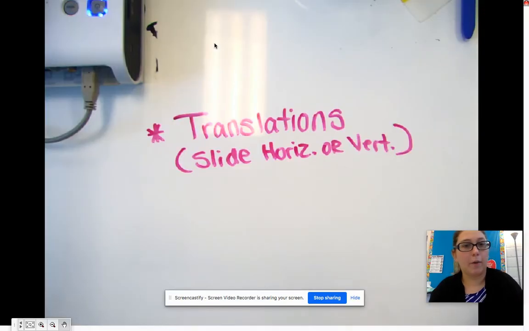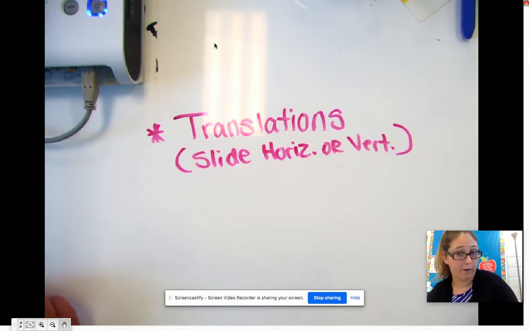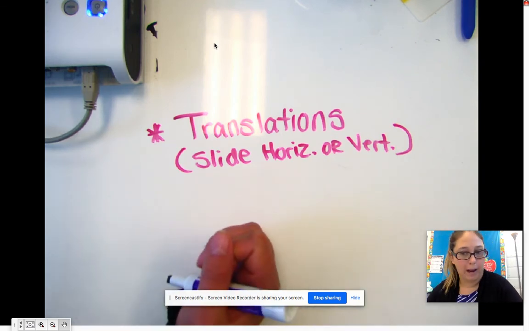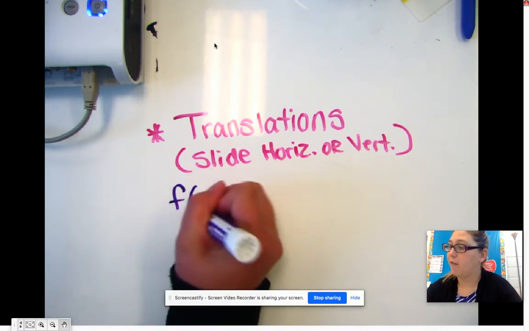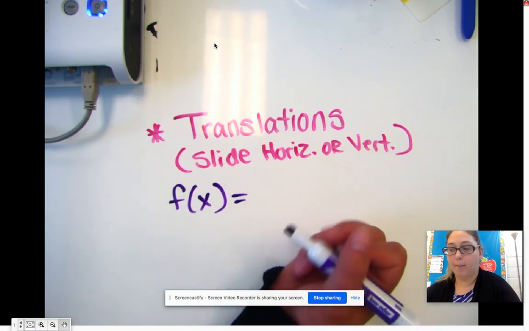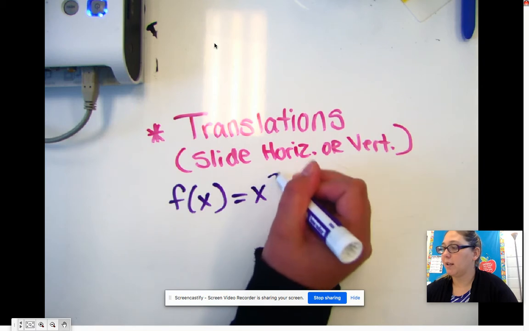Okay, guys, so I want to talk about translations. So translations are a slide horizontally or vertically. And so we're going to look at how this affects the parent functions that we just saw in video 1. For example, if we take a quadratic, f of x, a quadratic is x squared, remember? So the parent function is this.